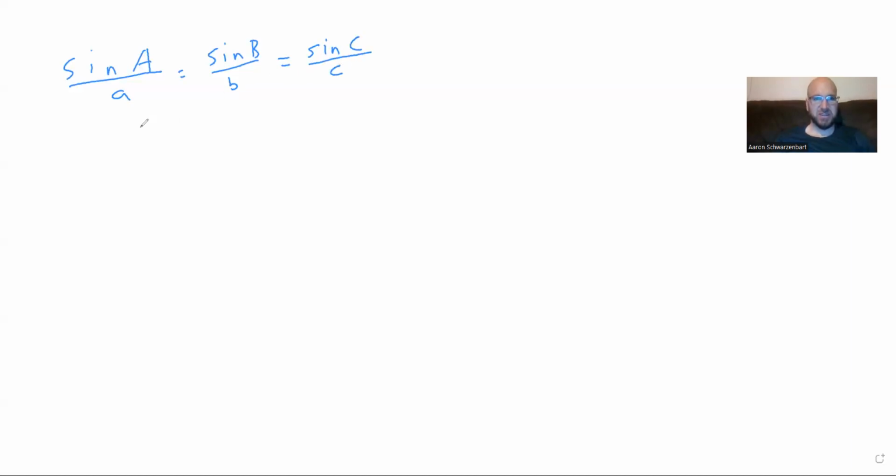and side, side, angle. Very creative name we've got for this one. The triangles look like this, where A, B, and C are angles. Capital A, B, and C, lowercase are sides, and they are across from the corresponding angle.